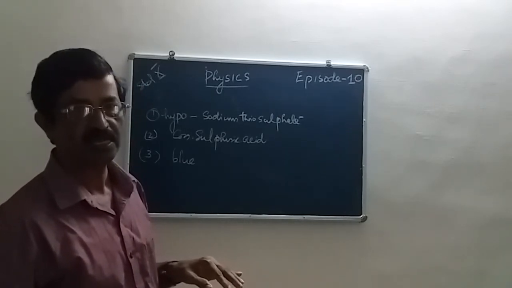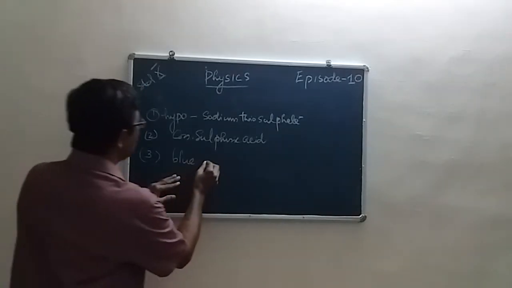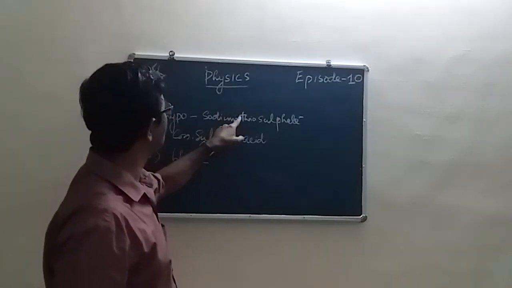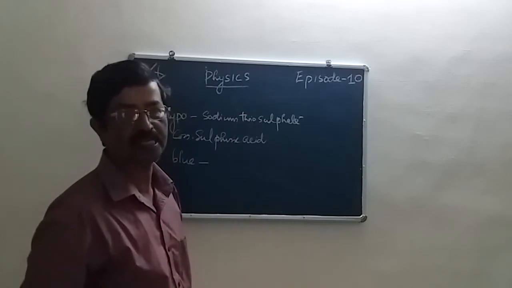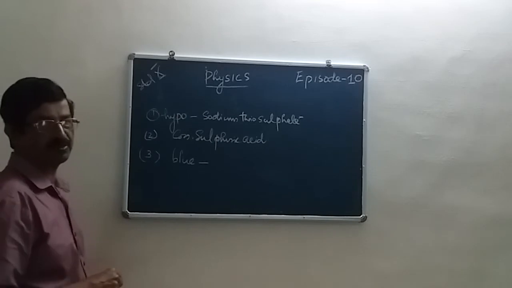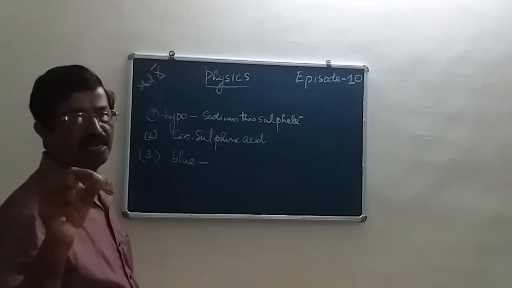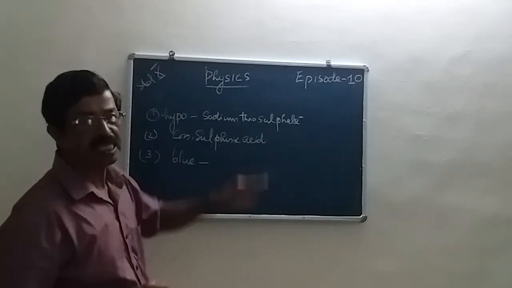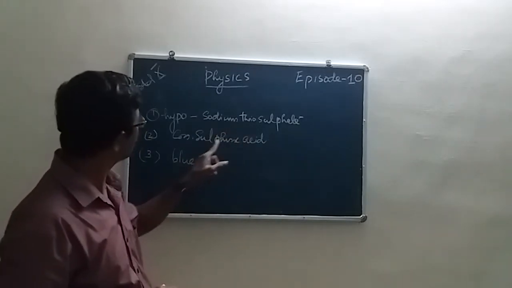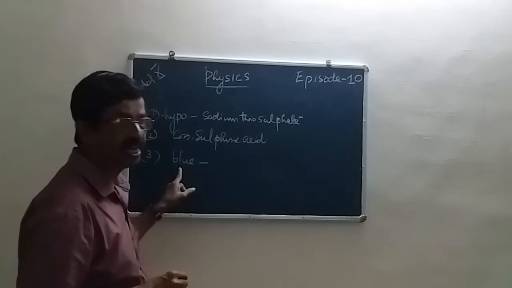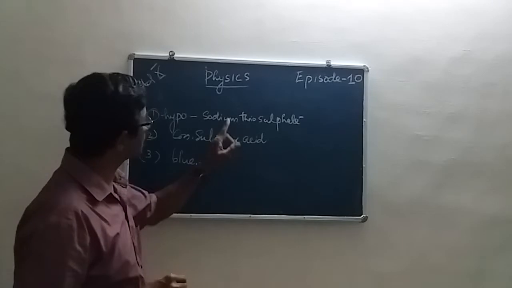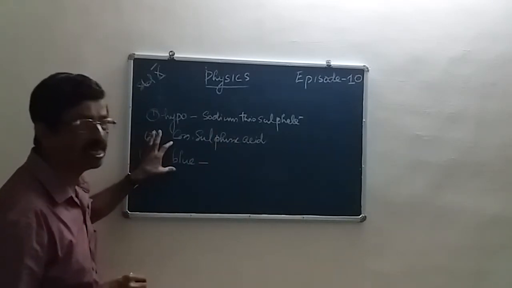Why? Because we know when sodium thiosulfate reacts with sulfuric acid, sulfur particles are formed. The size of that sulfur particle, when we compare, is very small. So shorter wavelength light, blue, is scattered at first, so the solution appears blue in color.